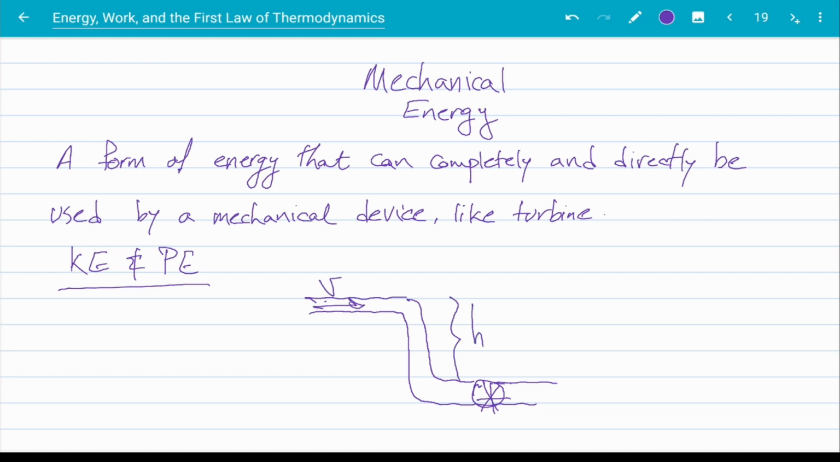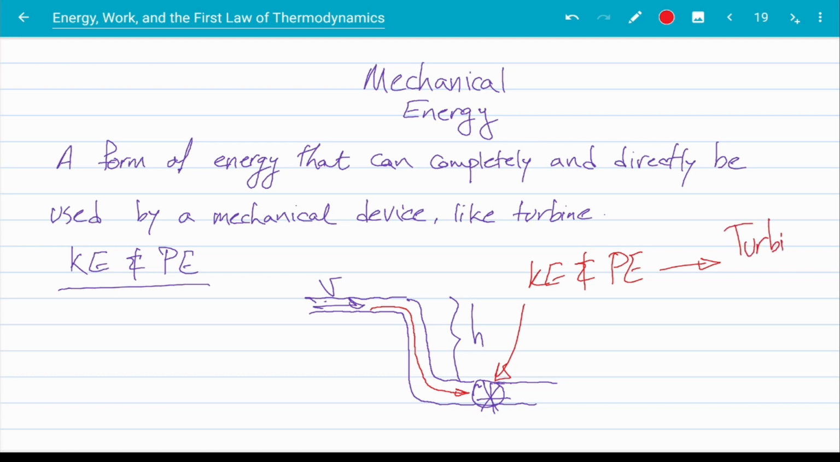Now let's say we have a pipeline like this. Fluid is flowing through this pipe due to an initial velocity upstream we showed with V, and the gravitational potential energy because of the elevation changes between these two sections of the pipe. If we put a mechanical device like a turbine down here, we are able to turn the kinetic and potential energy of the flow into useful work. Okay, so far so good.